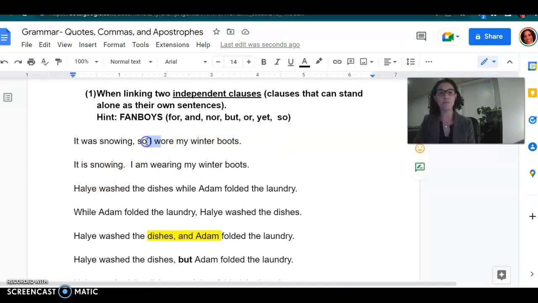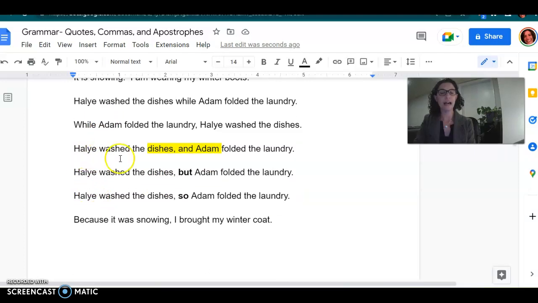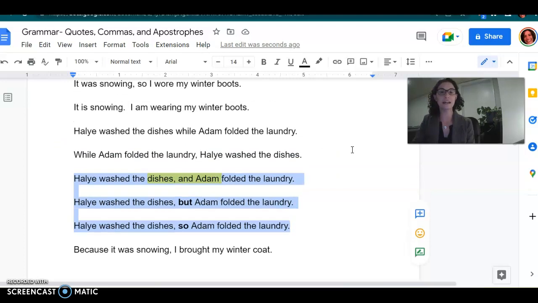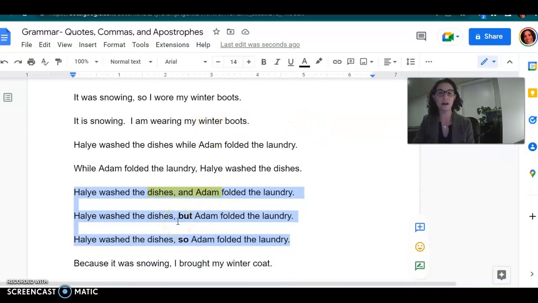Let's say you have one subject in here and it was me, but I'm going to go down to this one right here. Hallie washed the dishes and Adam folded the laundry. Hallie washed the dishes, but Adam folded the laundry. Hallie washed the dishes, so Adam folded the laundry. All of these sentences are two independent clauses linked together, by one of the fanboys. And when you have a fanboy linking sentences, you need a comma right before the connecting word. That's what all of these have in common.